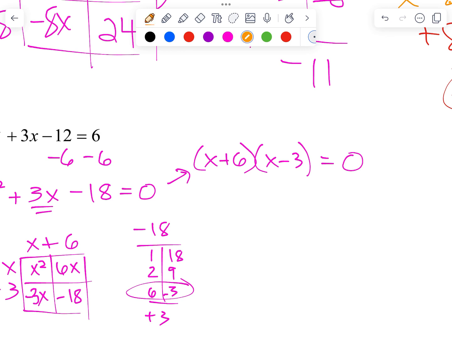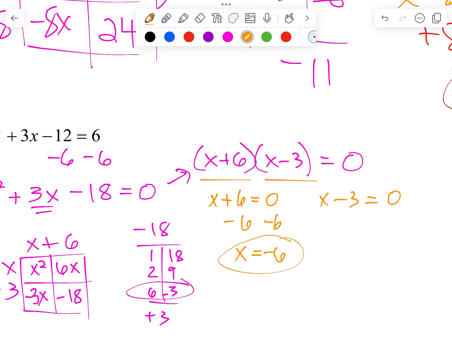And then I'm going to say, okay, since it said equal to 0, what would make this 0? Or what would make this 0? Well, if x plus 6 equaled 0, x would have to be negative 6, or I can solve that. And what would make x minus 3 equal 0? I might intuitively know, oh, that's when x is 3, or I can solve this and get x equals 3. So that's how we'll look at solving by factoring.